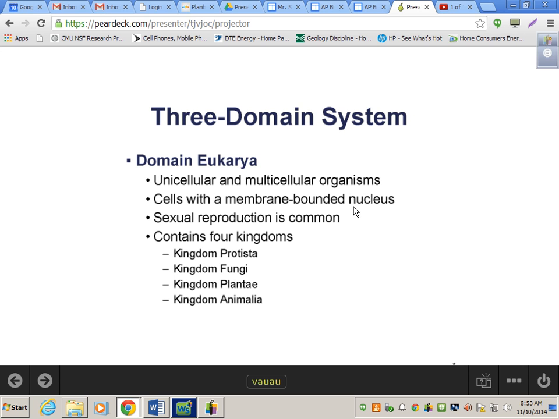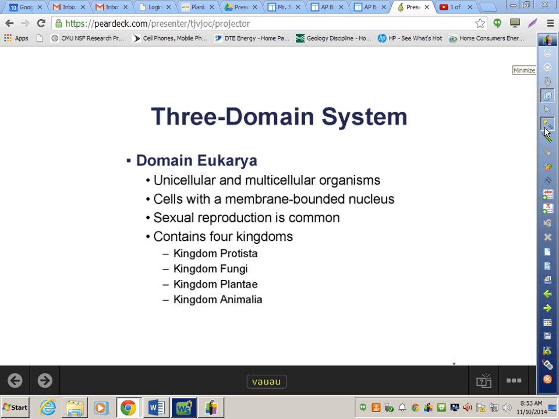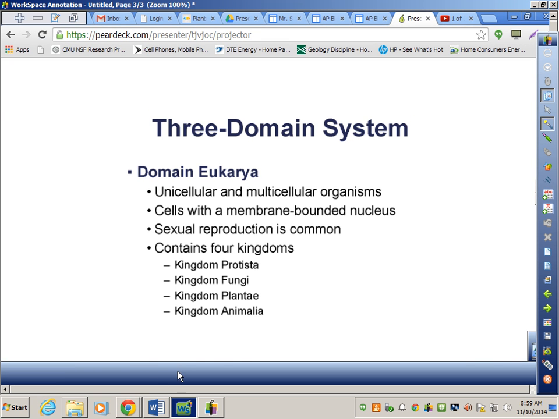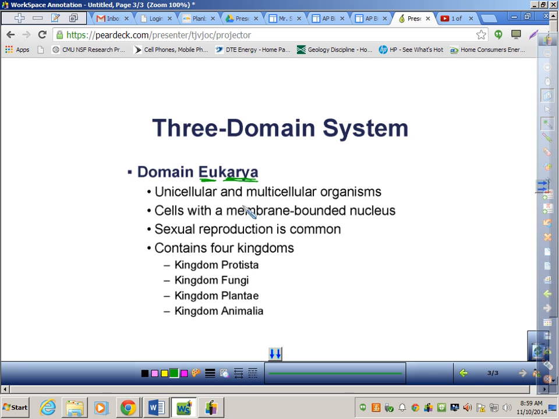Let me define and break down the word eukaryote first for you. Okay? So this first part, EU, means with. Karyo means what? A nucleus. So this word literally means with a nucleus.